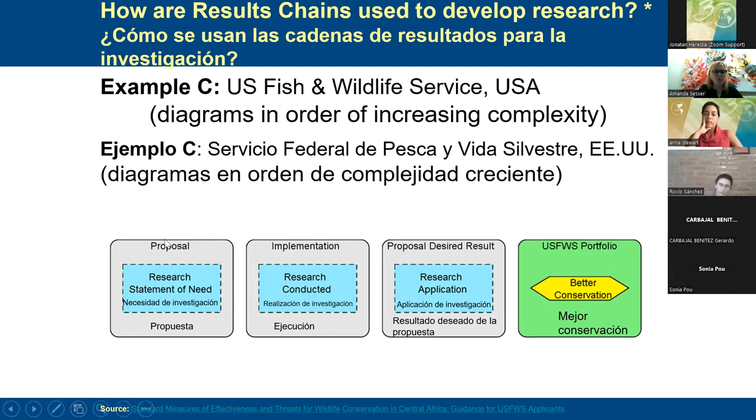We start with the proposal, then the statement of research need, and then we start to think about implementation and the actual research that's being conducted. And then we think about what that desired result is and the application of that research. And then we want to end up with the social ecological outcome that we're trying to get. So that's the order when you're doing this for research. You can start all the way back with the proposal and take it all the way to that fundamental objective.